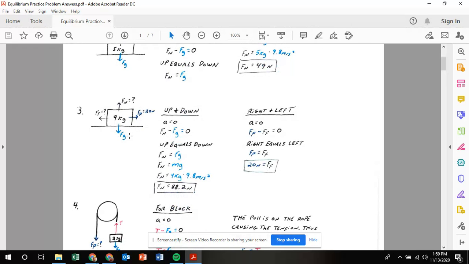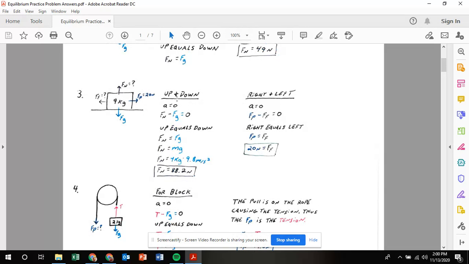Number 3. In this problem, the object is being pushed to the right with a force of 20 newtons. The forces that aren't given, but you have to know that are there, are force of gravity down, normal force up, force of friction left. Up stuff is going to equal down stuff, as always, because a equals 0, and right's going to equal left, because, again, there is no acceleration.